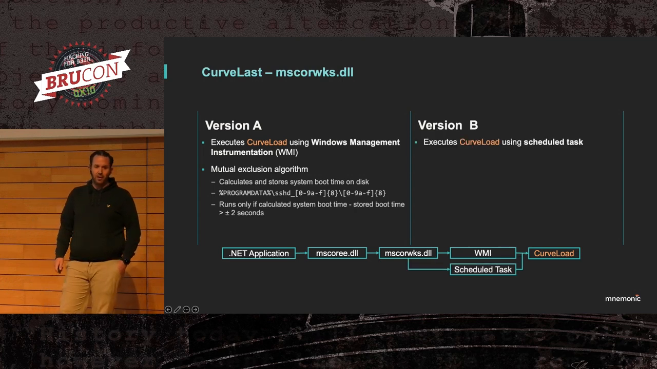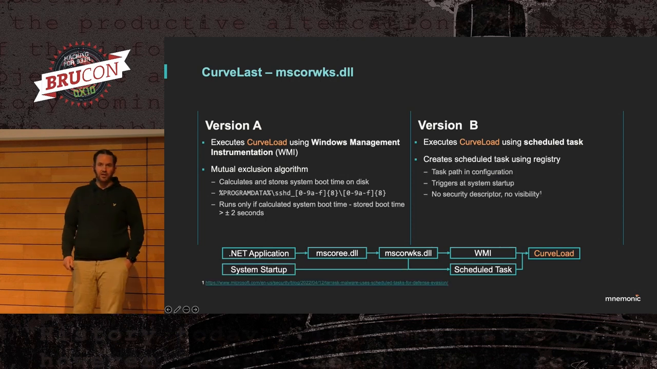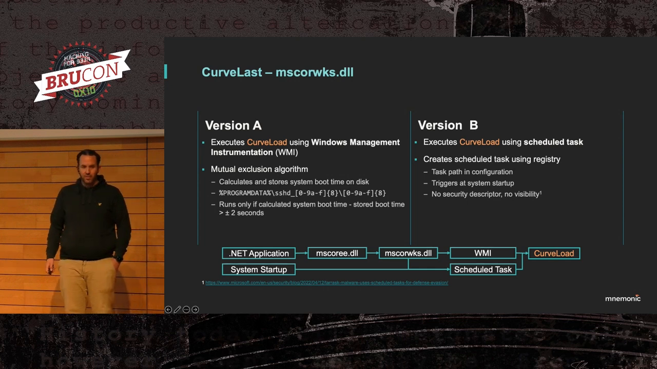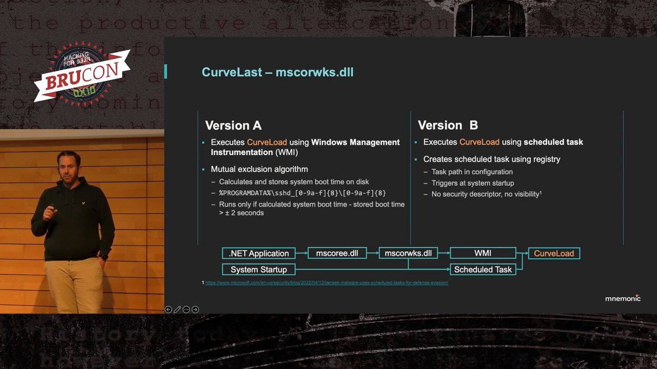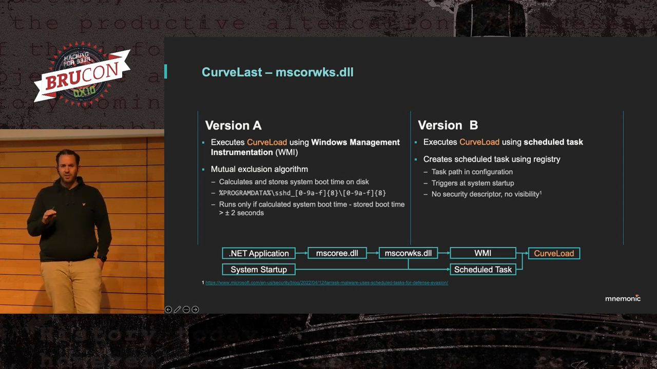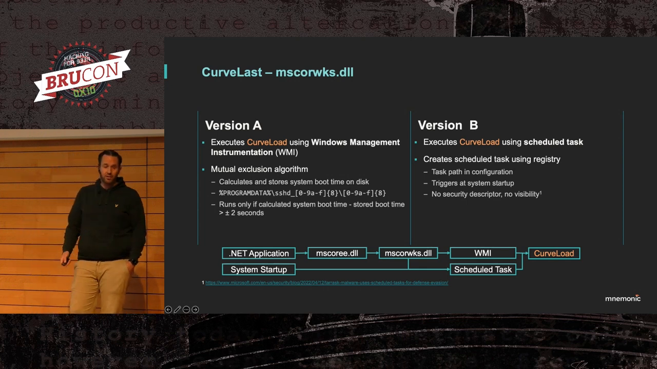The second version executed the next step using scheduled tasks. And they created the scheduled task by directly manipulating the registry and not using Windows APIs to handle scheduled tasks. The task path is part of the encrypted configuration in the loader binary. And it was set to trigger at system boot time, so you need to wait for a reboot for the actual execution. And they also left out a registry key named security descriptor, which describes who can see the task, which means that nobody with common tools can see the task when you look at it in normal tools to look at tasks.